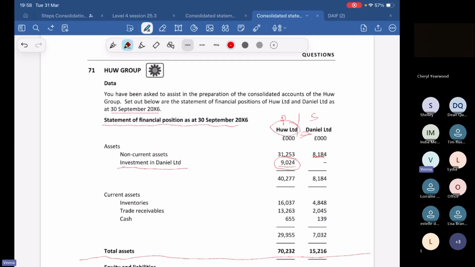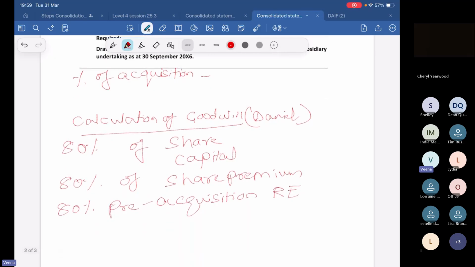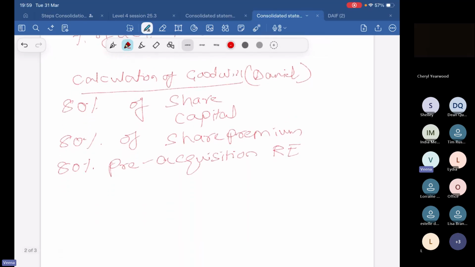Can you see in Daniel Limited, there is only one non-current asset which is showing at 8,184 or 8,184,000. So the only one that they are mentioning in the question is the land, which has now been revalued, and the revaluation value is 9,384,000. So I have to take that also into account because that is a gain. So the share of that gain also has to be included. That is called a fair value adjustment. Okay, that is called a fair value adjustment. So I'm going to take that as well into account. So what is the fair value?